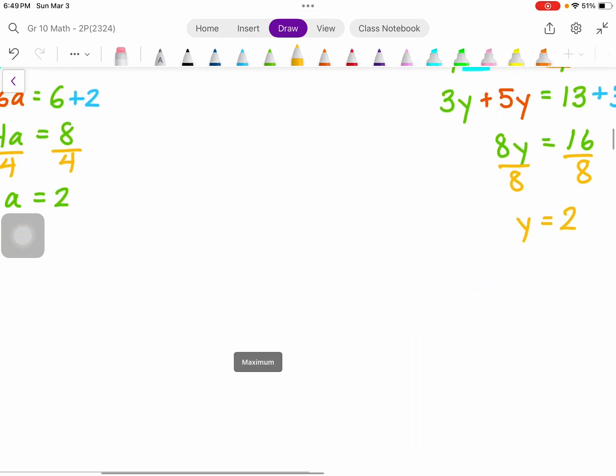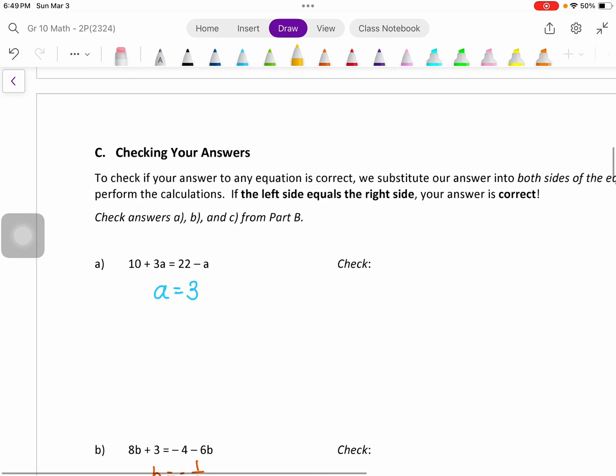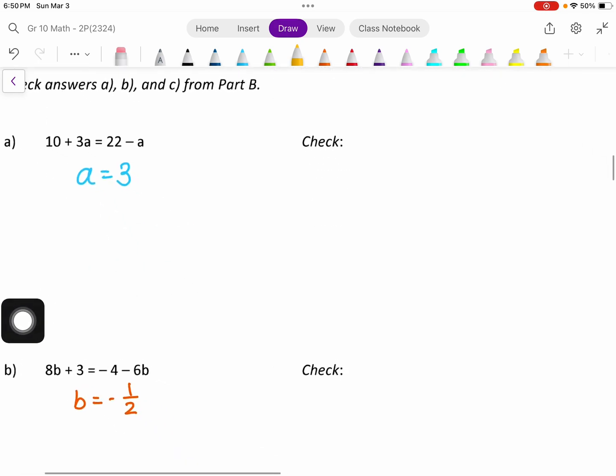Okay, how do we know that these are correct? So what we're going to do is called a left side, right side check. So we are going to take the value that we solved. So a equals 3 for this question is what we solved. And we're going to plug that back in, and we're going to see when we plug it in if these two sides are equal to each other. If they are, then we have done things correctly.